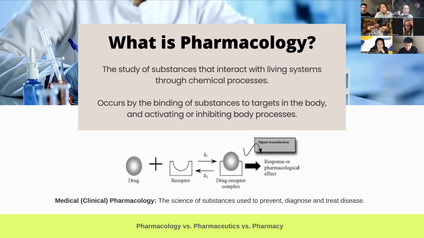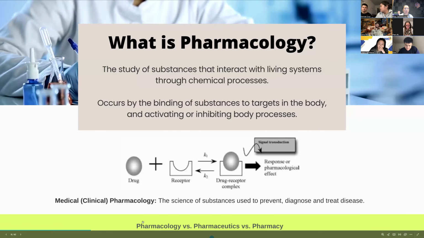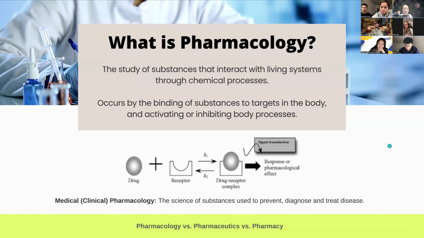And simply, of course, there's lots of exceptions to everything. Everything that I say is going to have an exception. But overall, the general gist is that chemical binds to target, which either turns something on or turns something off. That's the essential basis of pharmacology. And we get into a little bit more nitty-gritty, medical or clinical pharmacology is essentially what we're studying, which is when we use it to either prevent, diagnose, or treat disease.